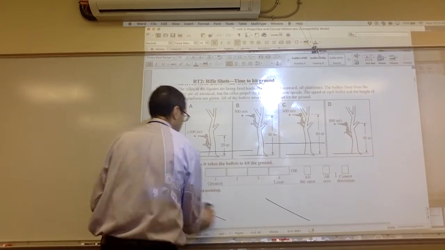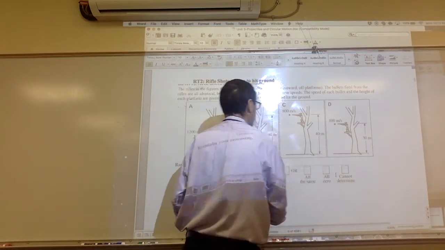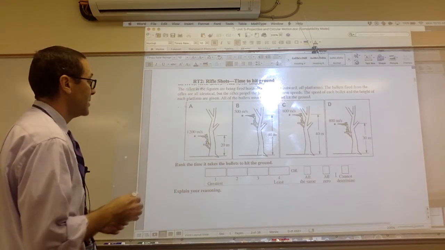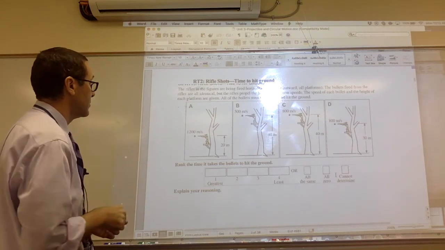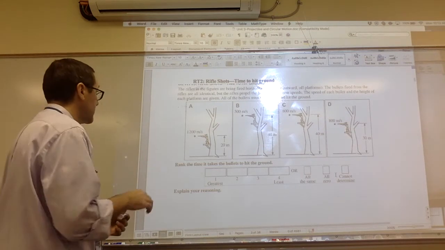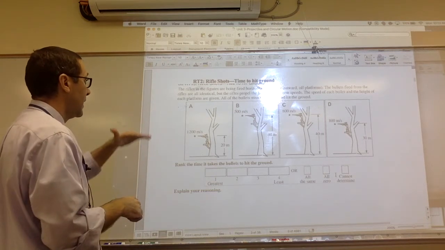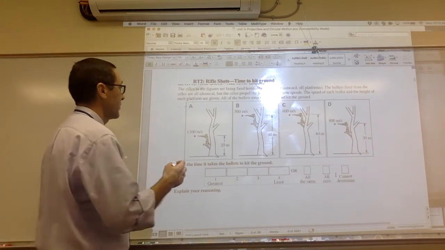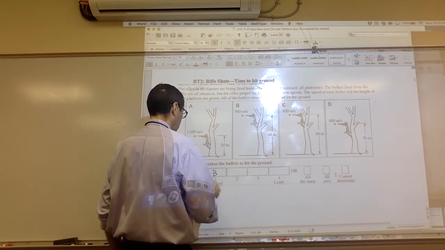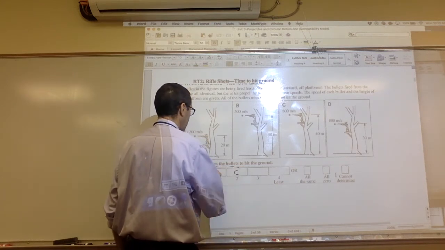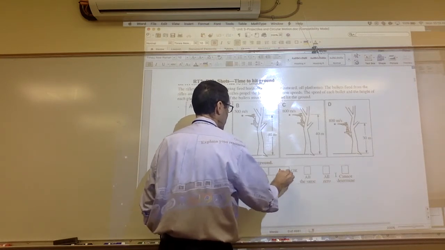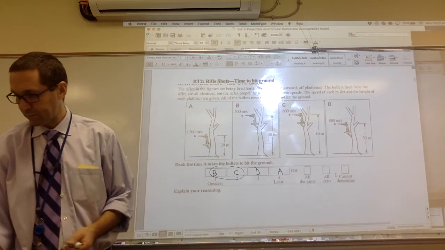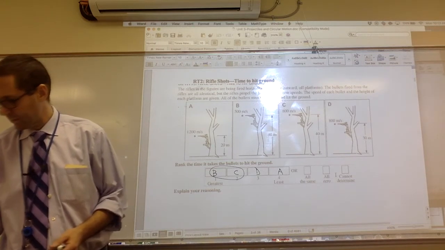If we look at RT2, after you read it, of course, it says to rank the time it takes the bullet to hit the ground. When you fire something horizontally, the only thing that really matters is how high above the ground it is. The higher above the ground it is, the more time it's going to spend in the air. So the order should be B and C, which should be spending more time in the air because they're higher. Then comes D, then comes A.